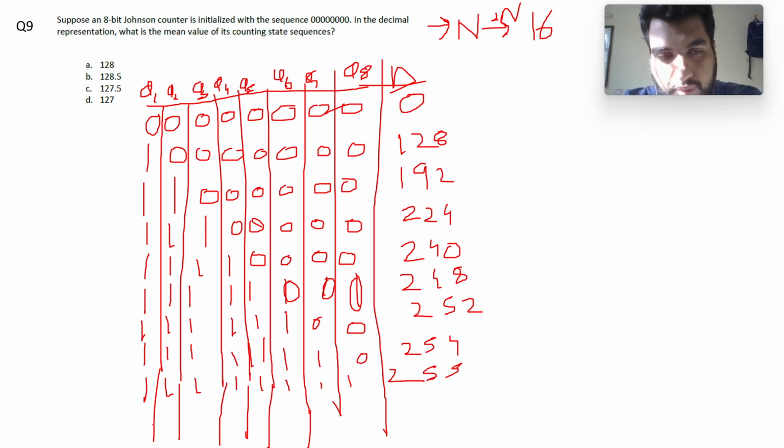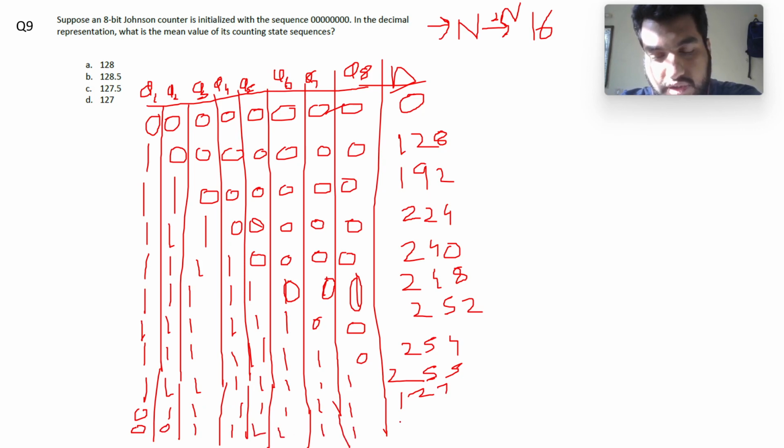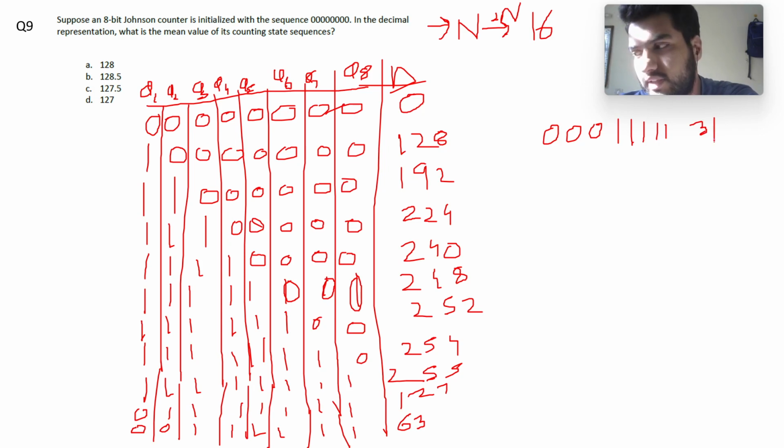Now 0 will propagate, so it will be 0, 1, 1, 1, 1, 1, 1, 1. So it will be 128 minus 1, that is 127. Then it will be 0, 0, 1, 1, 1, 1, 1, 1. So it is 64 minus 1, that is 63. Similarly, moving forward, it will be 0, 0, 0, 1, 1, 1, 1, 1. 32 minus 1, that is 31.